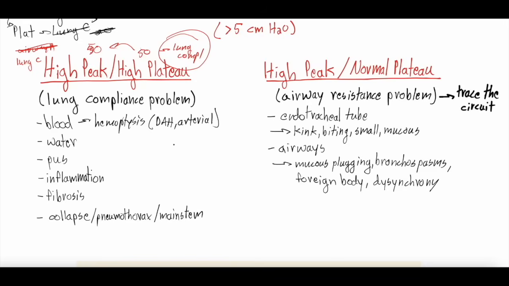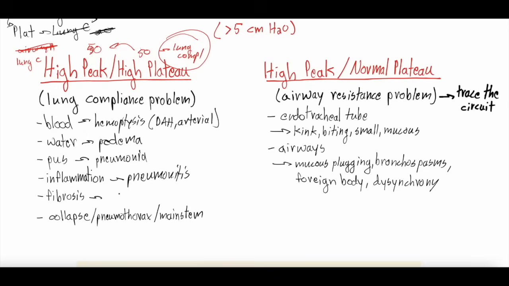So blood in the lung can cause abnormal lung compliance, right? Because that blood gets in all those alveoli, clogs them up, doesn't allow them to distend as they would normally. Water, so things like pulmonary edema, can cause an abnormal lung compliance. Pus being infection, so things like pneumonia. Inflammation can be from anything. Let's say you have pneumonitis from, maybe you aspirate and you have aspiration pneumonitis. Maybe you're on some type of chemotherapy agent that causes medication-induced pneumonitis. So any inflammation in the lung.